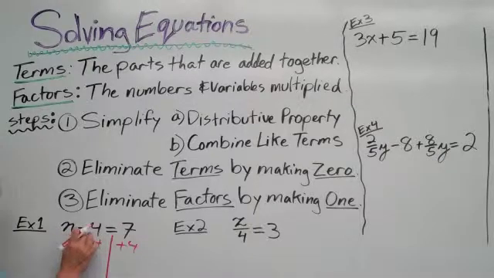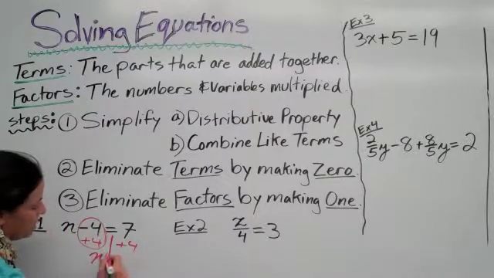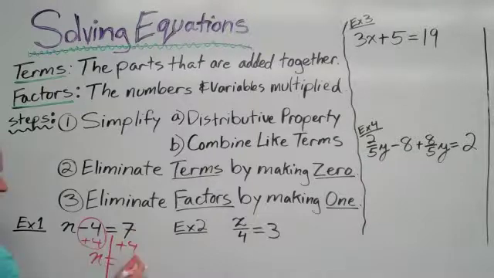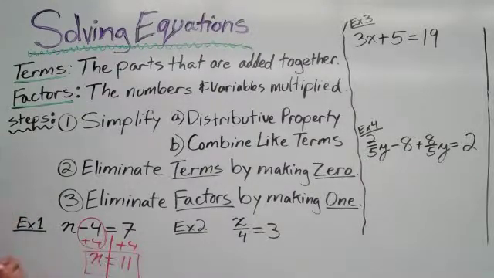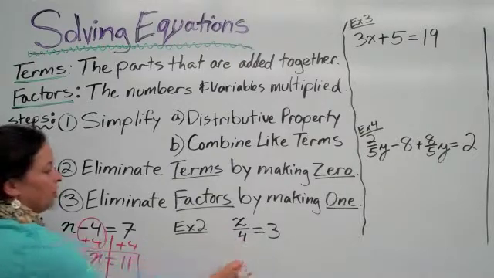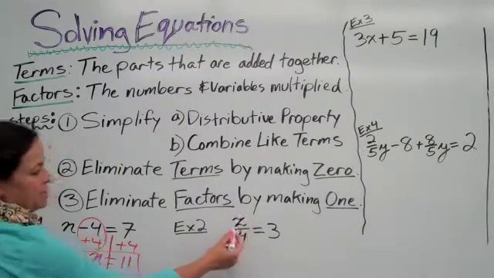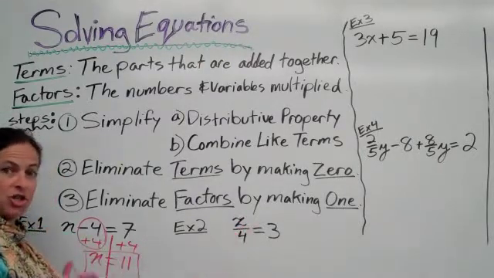So if I have n minus 4 plus 4, does minus 4 plus 4 make a 0? Yes, so I'm going to make a 0, so n and 0, n plus 0 is just n. And then what is 7 plus 4? That is 11.